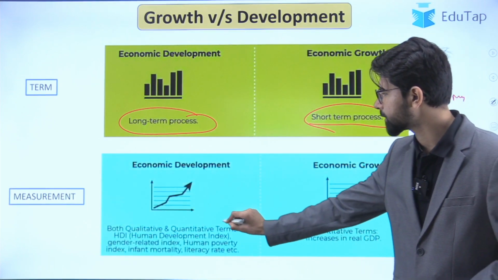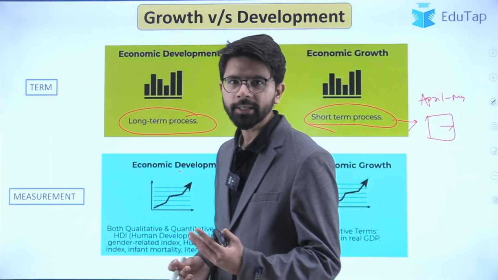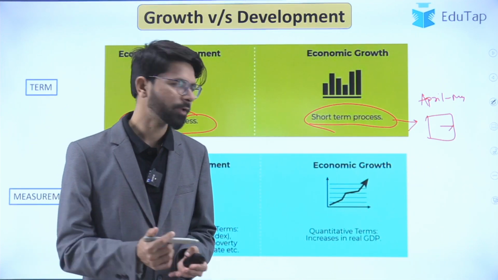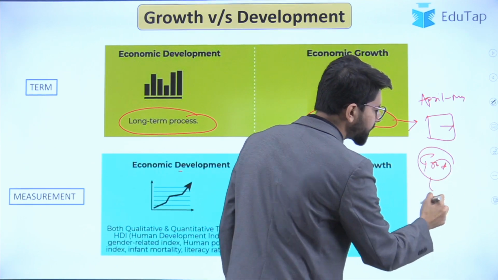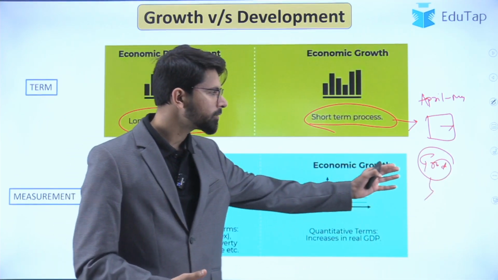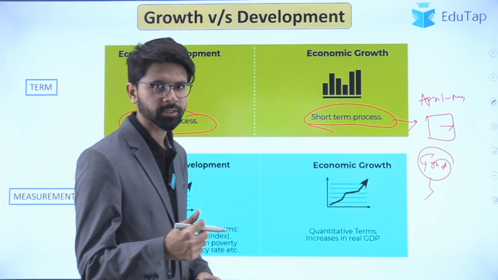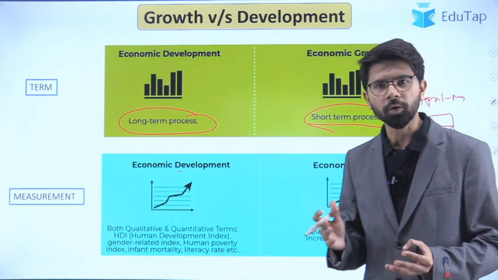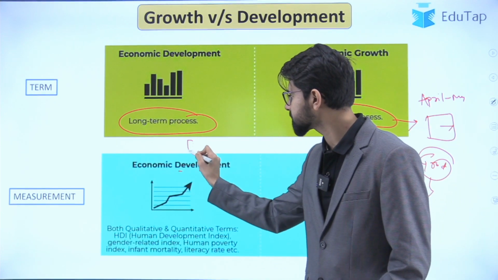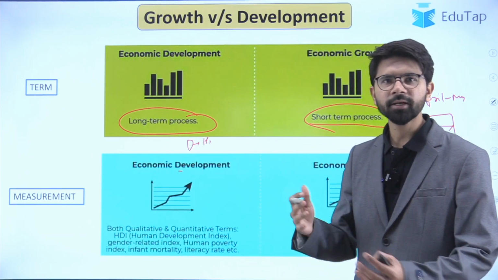And the measurement. How do you measure development? What is a good quality of life? This is a very subjective term. So being able to quantify development is a tough task in itself. But both the economists have tried to. Development is a very broad concept. You cannot limit it to just health, education, and standard of living. There are many other aspects as well.